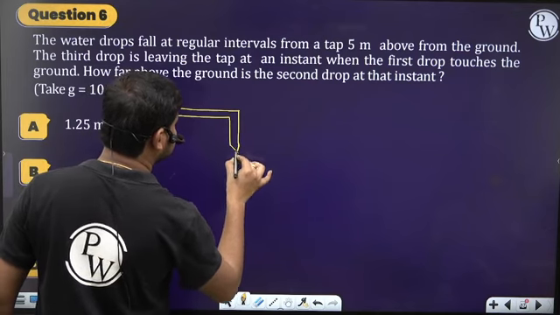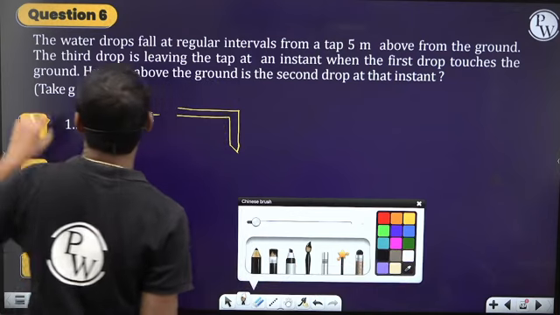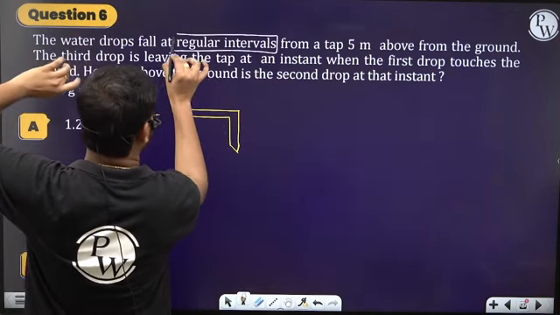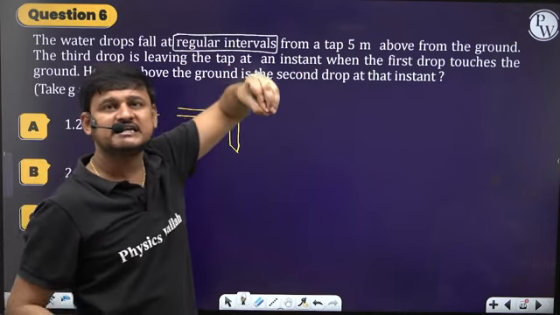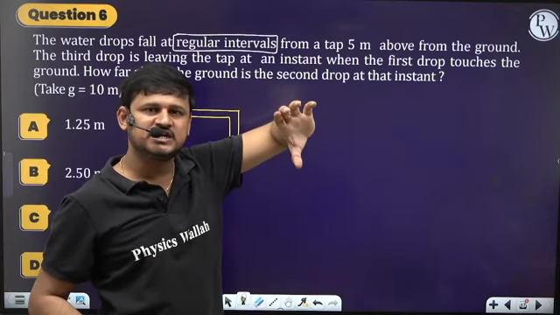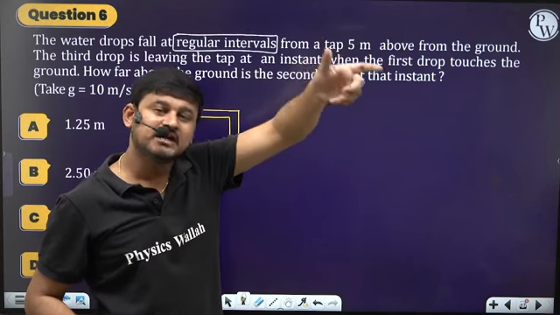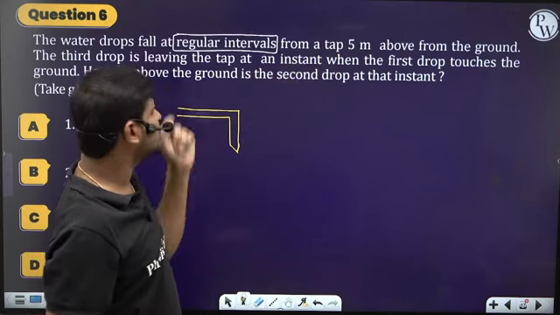So consider this is a water tap. The water drops fall at regular intervals. So what does it mean? Regular intervals means they are taking the same time. Like the first drop is releasing, after some time the second drop is releasing, and after the same time the third drop is releasing. So that's what regular intervals means.